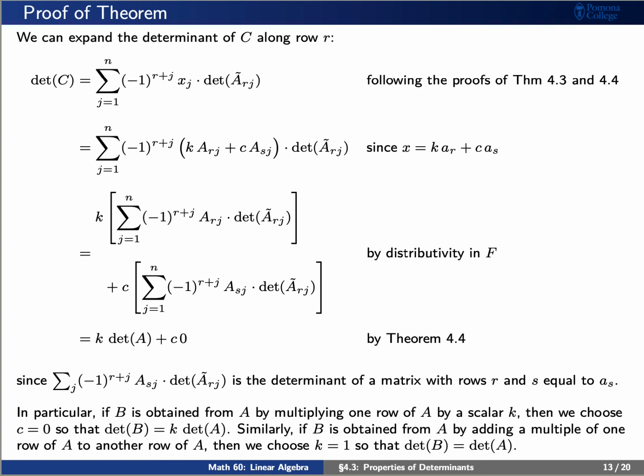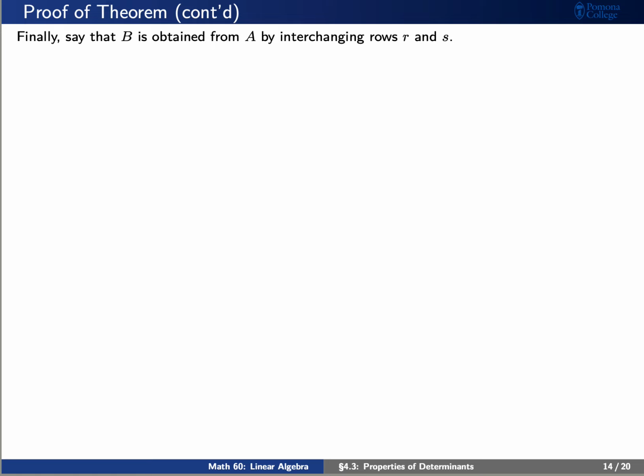On the other hand, let's say that we set k equal to 1. So now our row R looks like x, which is A sub r plus c times A sub s. This means that we've actually added a multiple of row S to row R. But because k is equal to 1 and c can be anything, we see that we just return the determinant of A. So this does indeed prove the first two parts of the theorem. Now let's prove the hard part.